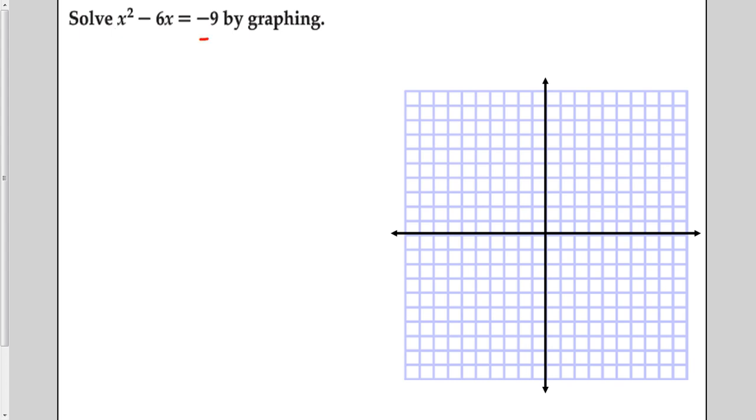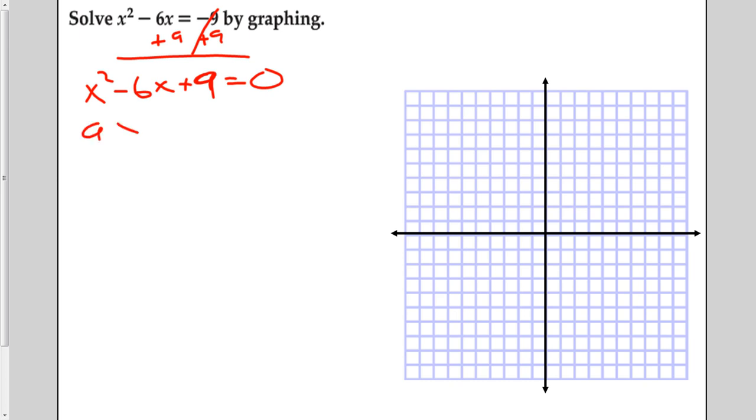So we're going to add 9 to both sides. And then when we add 9 to both sides, we get x squared minus 6x plus 9 is equal to 0. These two cancel. And now we have our equation in standard form. And in order to graph this, we're going to use the things that we used before. So this is our a, our leading coefficient, our a is greater than 0. Therefore, this parabola is going to open upwards. So we know that right away.